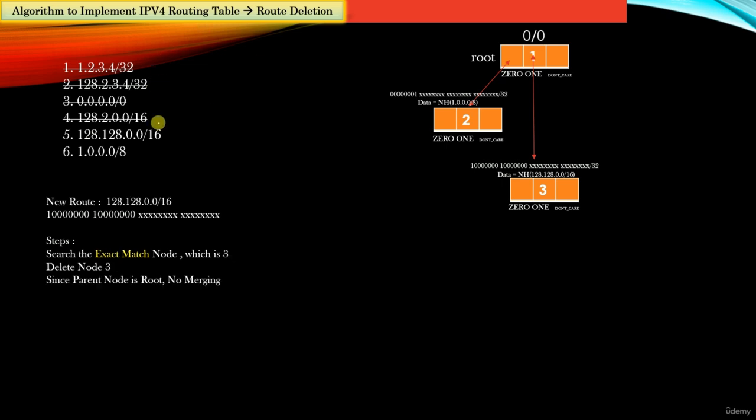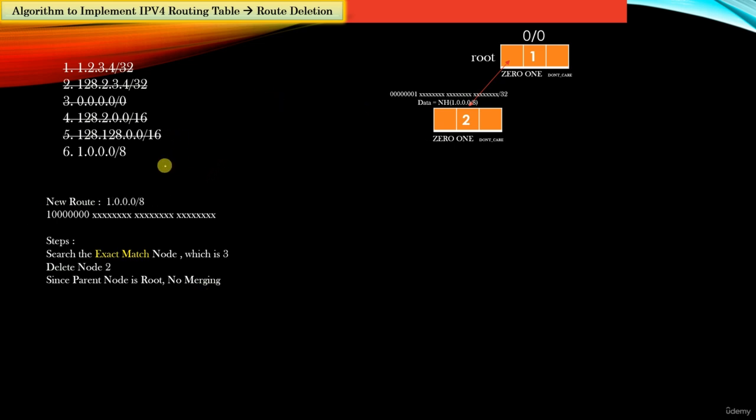Then coming to route number 5, compute the effective prefix of route 5 and trigger the exact match route search algorithm which would give you node number 3. Now we are simply going to delete node number 3, and since the parent of node 3 is a root, there is no need to execute the merge algorithm. So the final M-trie data structure would be the following. As simple as that. And this completes the deletion of route number 5.